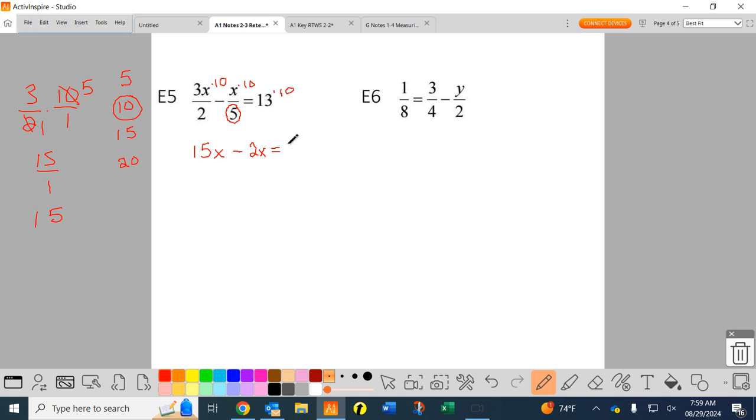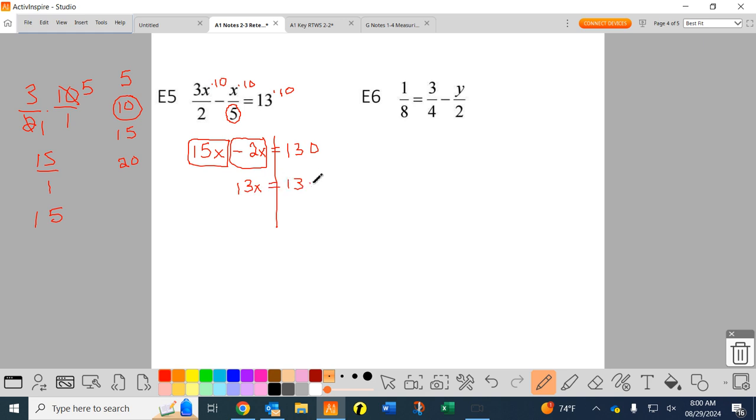Now, these are like terms. You cannot do any underneath stuff here. These are like terms on the same side of the equal sign, and they need to be combined. Oh, that looks like it covered up the 1. Hold on. They need to be combined. 15x minus 2x, they're both x's on the same side of the equal sign. Okay, they got to go together. So 15 minus 2 is going to put us at 13x equals 130.